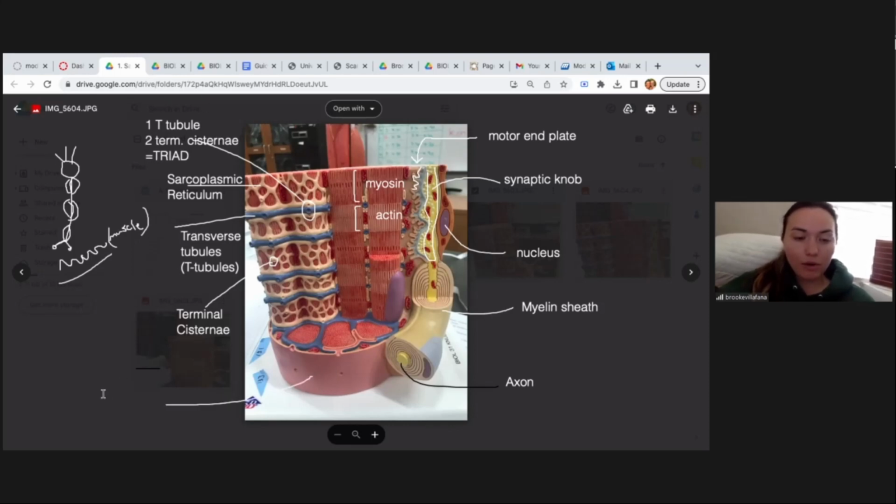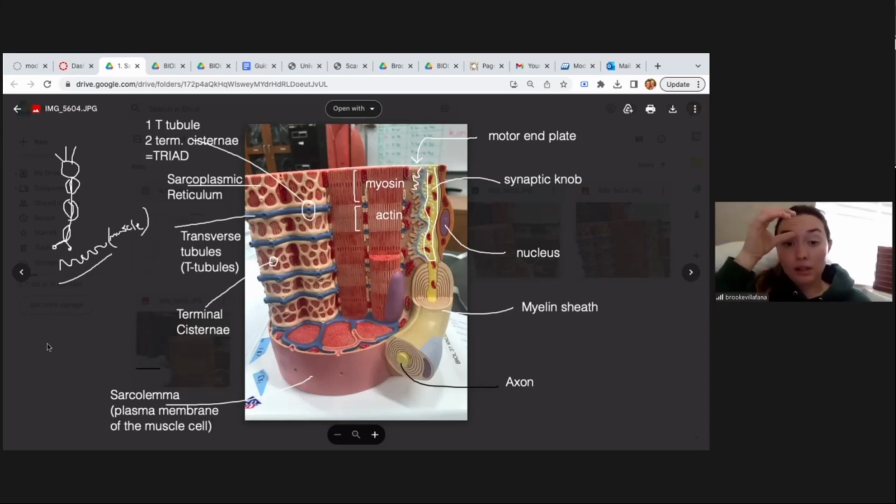This pink covering that goes around the muscle is called the sarcolemma. It is the plasma membrane of the muscle cell. What we're looking at here is a skeletal muscle cell, and that's the sarcolemma or the plasma membrane. Any questions on this picture at all? We'll do one more picture and show you a different angle. Everybody got what's on here?